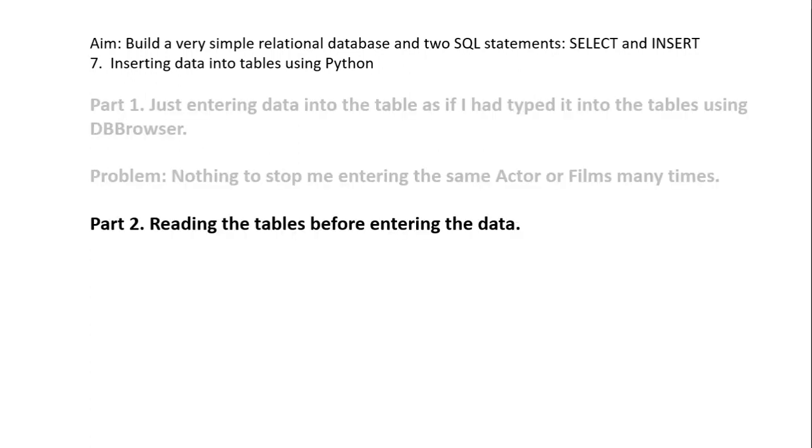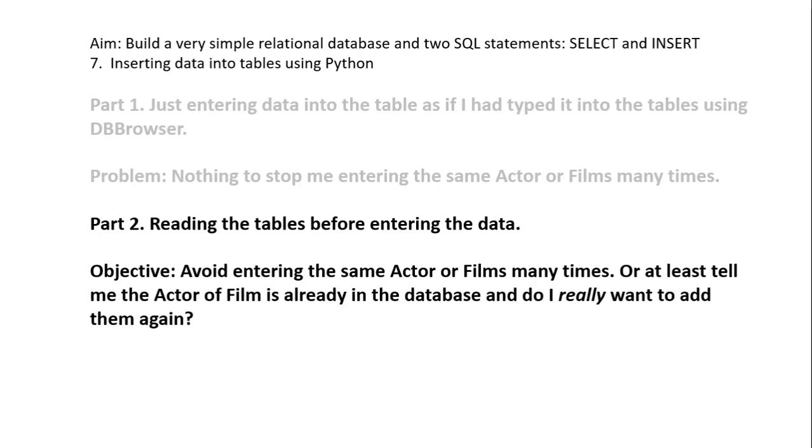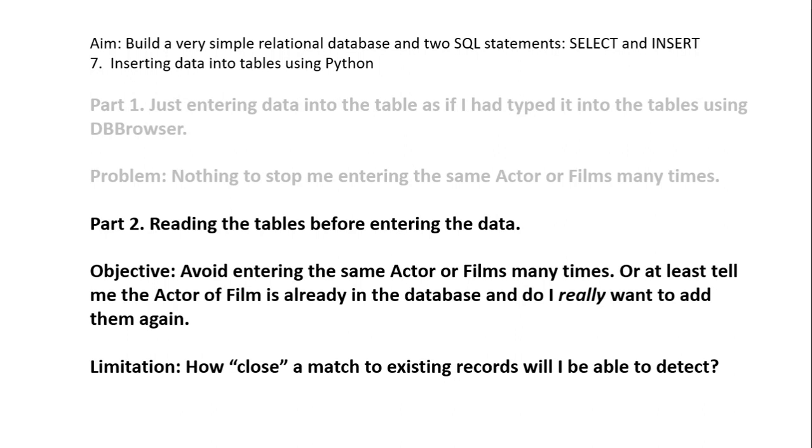In the second part, where the Python is more complicated, the code will read the tables before entering the data, and the objective is to try and avoid entering the same actor or films many times. Or at least tell me that the actor or film is already in the database, and do I really want to add them again? A limitation on this approach is how close a match to existing records will I be able to detect.